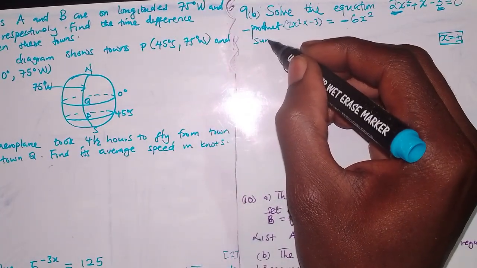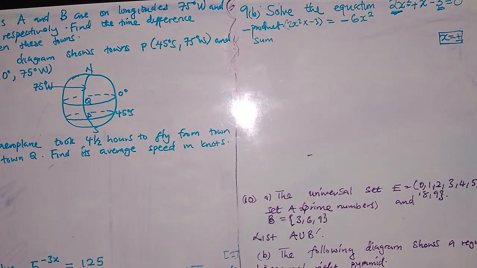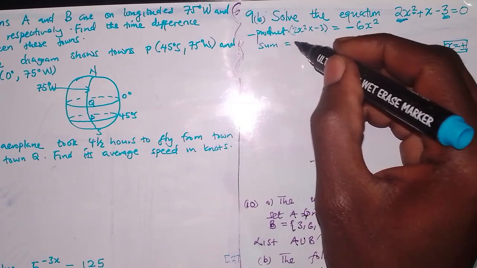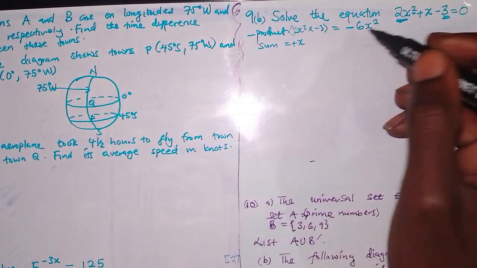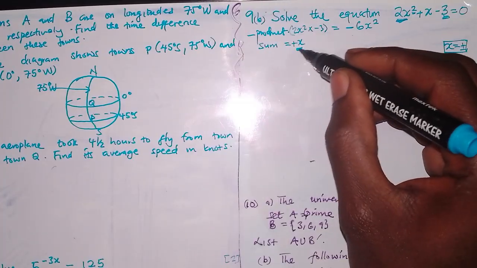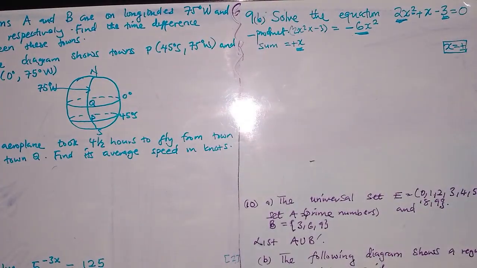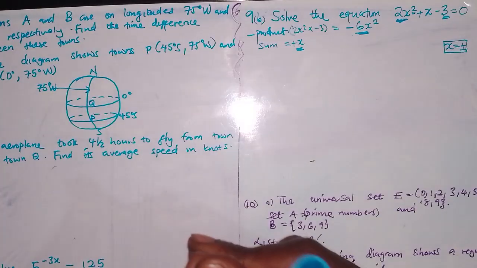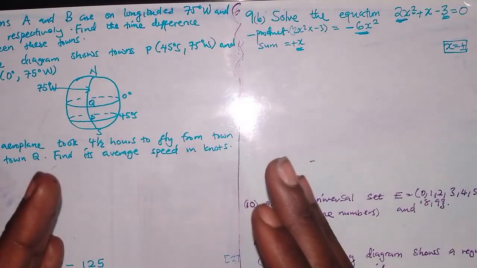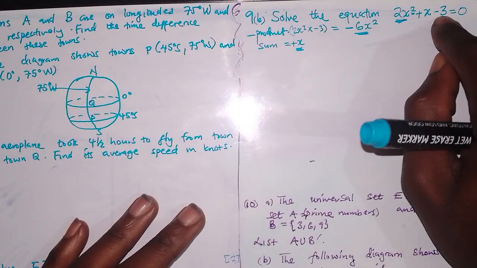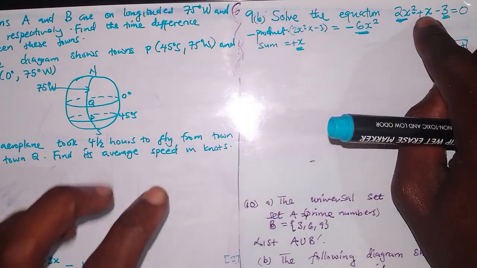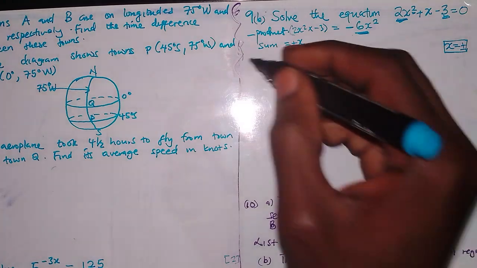Then what is our sum? Our sum is the number in the middle, which is positive x. So we have our sum and our product. That's the first thing: you need to find the product and the sum. How do you find the product? By multiplying the number without the letter with the number with the square. Then what is the sum? The number in between.